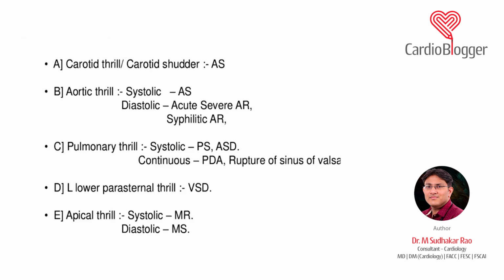The pulmonary thrill, if it is systolic, is usually PS, ASD, again Lutembacher or a large ASD. And if it is continuous, you should always suspect PDA and ruptured sinus of Valsalva. At the lower sternal border, if you are getting a thrill, always suspect a VSD. And at the apex, if it is a systolic thrill, it's MR, whereas a diastolic thrill is MS. So this is the basics about the thrill you should always know.